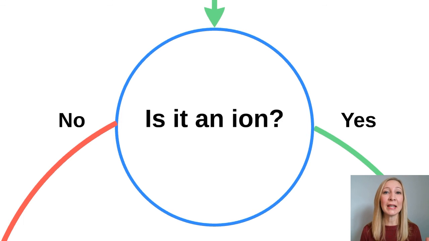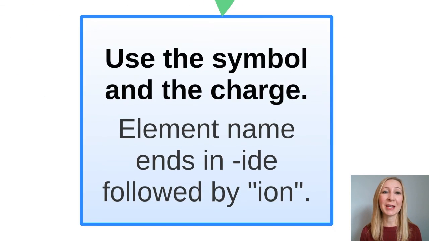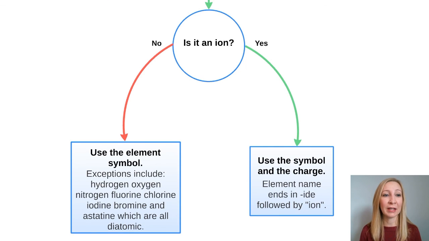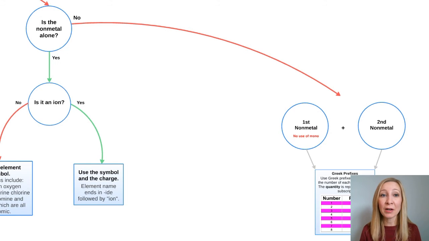So let's go back. Is it an ion? And just for the sake of review, we're going to say what happens if we have a non-metal ion. We've already gone through ions. You should know how to name and write formulas for ions, so it's no different. You use the symbol and the charge. And because these are anions, we end them in IDE, followed by ion. So if we have a chlorine ion, we don't call it a chlorine ion, we call it chloride ion. So that would be Cl with a -1. So this is what we do if the element is alone.